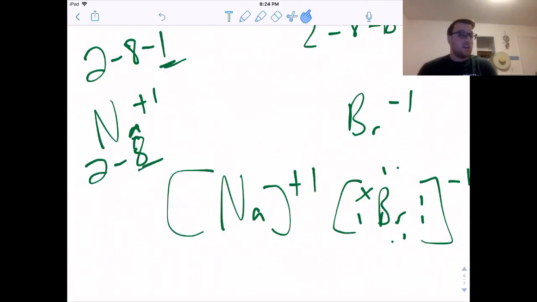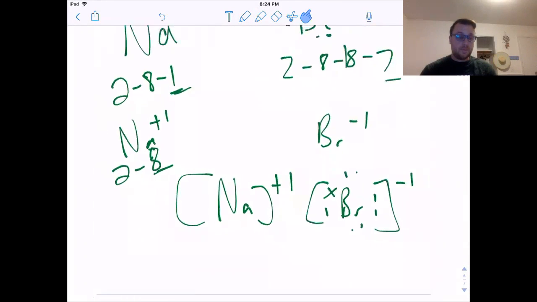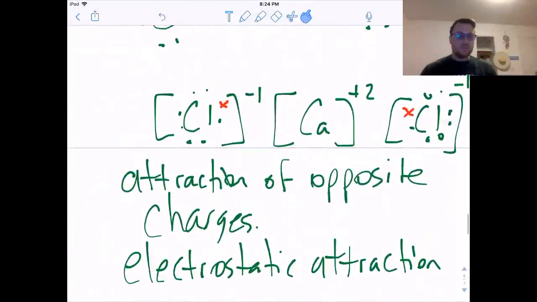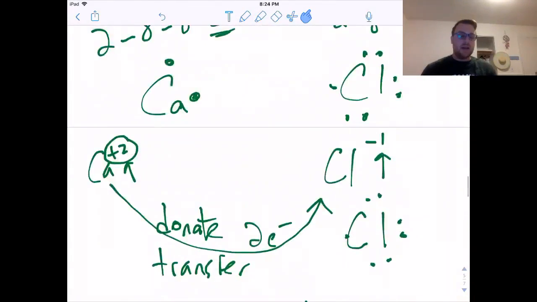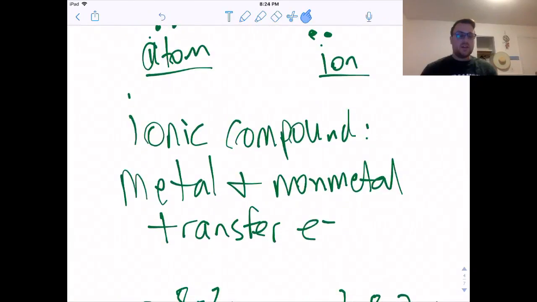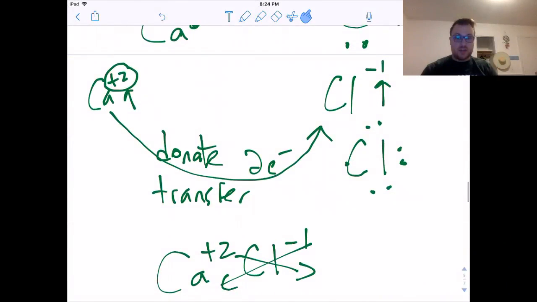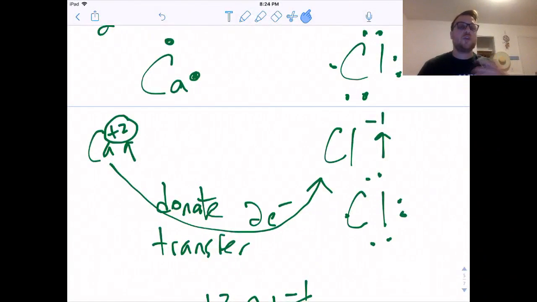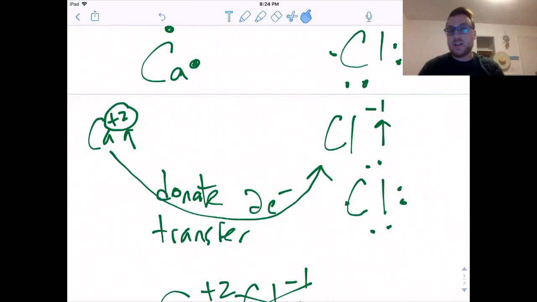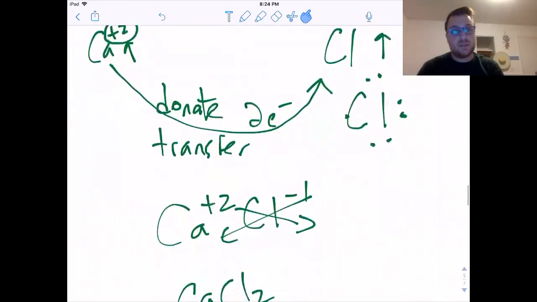So these are ionic bonds. These are formed from ionic compounds, a metal and a nonmetal. They transfer electrons to each other. One will donate the electrons, the other will accept it. The positive one is always the donor. The negative one is always the acceptor. Don't forget about Table E when you're thinking of ionic compounds here.